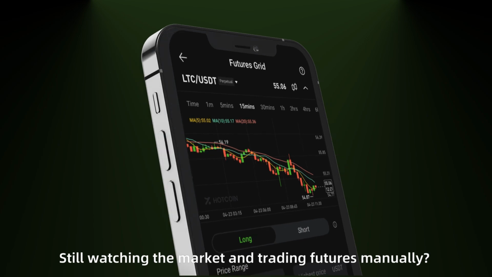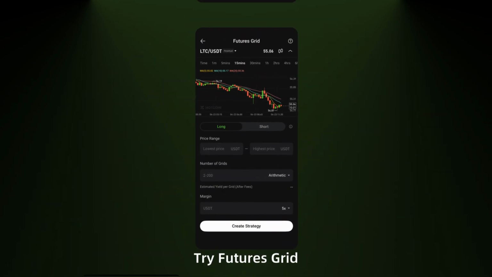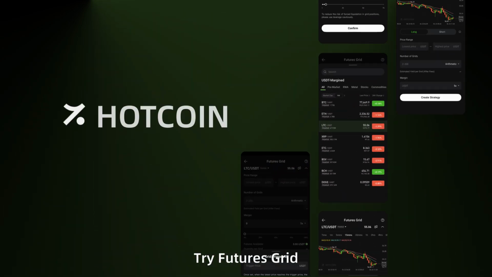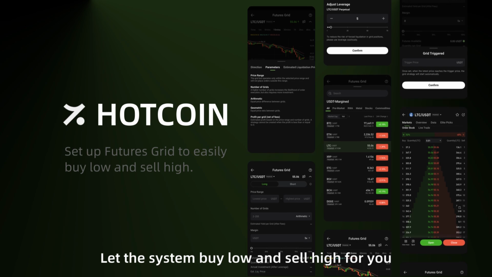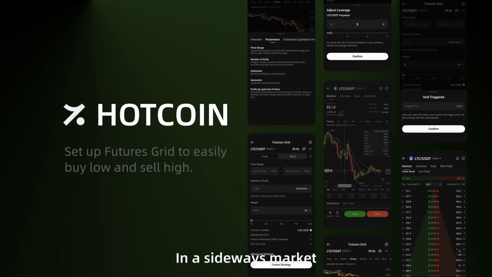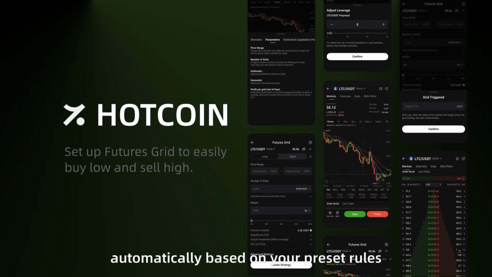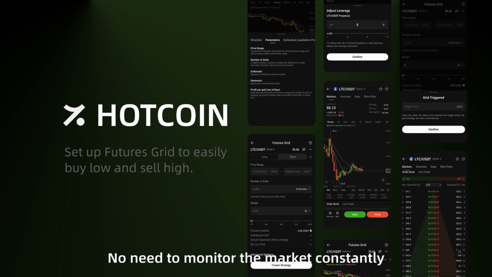Still watching the market and trading futures manually? Try Futures Grid. Let the system buy low and sell high for you. In a sideways market, trades are executed automatically based on your preset rules. No need to monitor the market constantly.